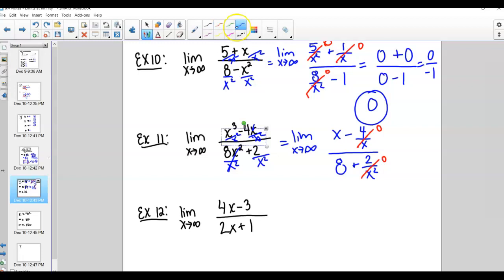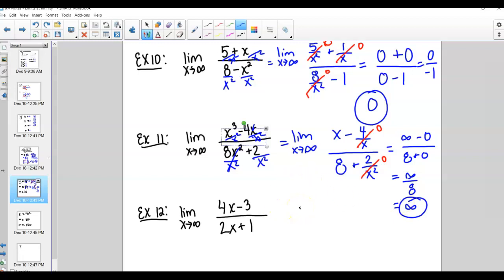So what's going to happen here, because I have this x, as the numbers get larger, I will get infinity there because those numbers are going to get larger and larger and larger. But for this, I'll get a 0, so I got infinity minus 0 over 8 plus 0. So that's giving me infinity over 8. And infinity over 8 is still just infinity. So that is going to be our answer for this problem.